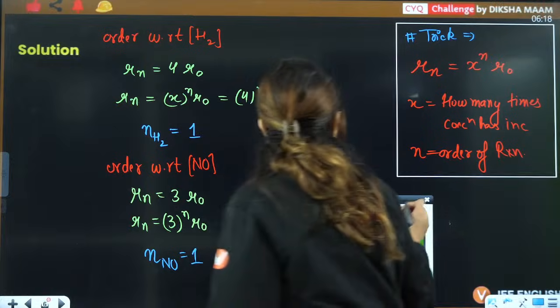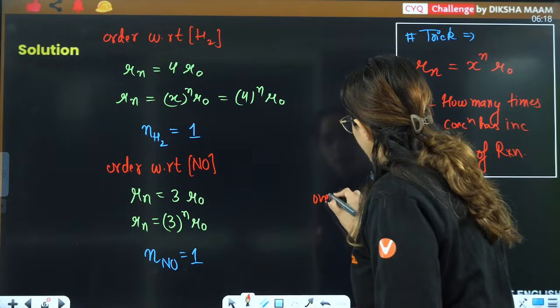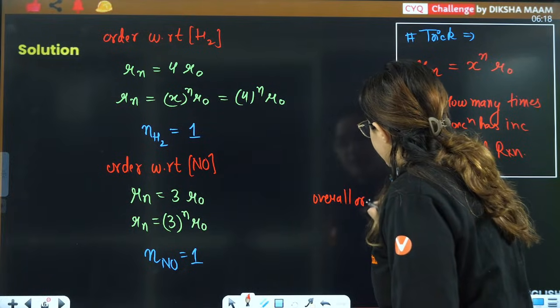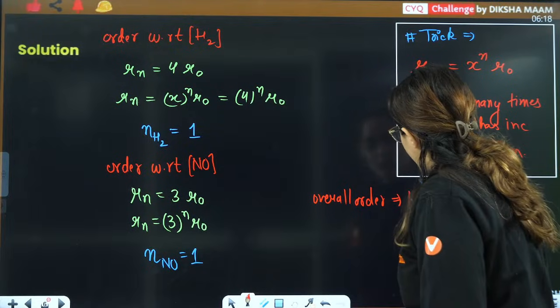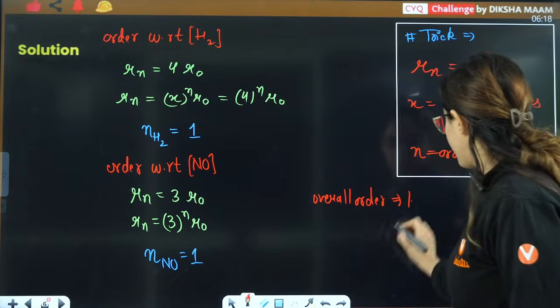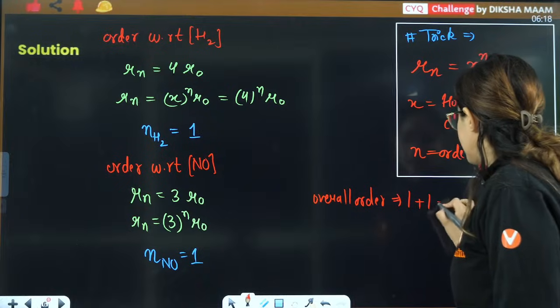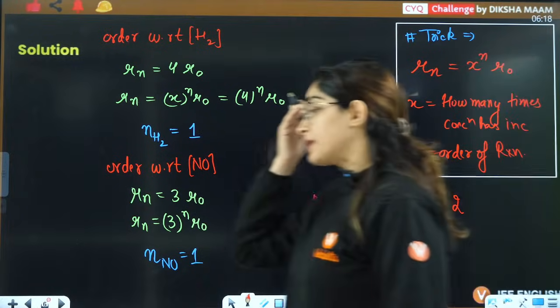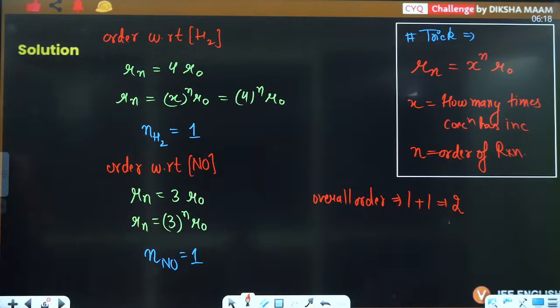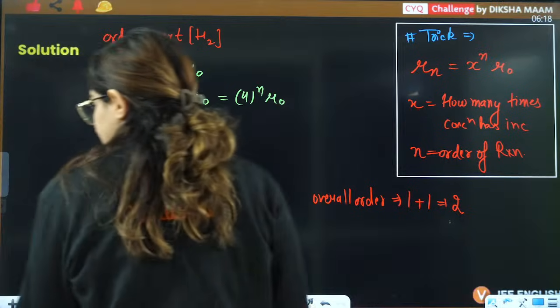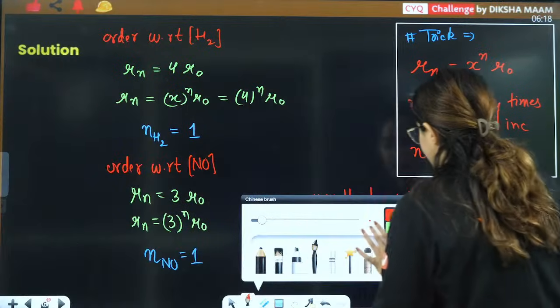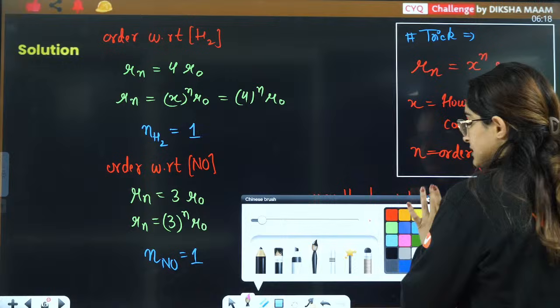So overall order of this reaction is going to be 1 plus 1, that is 2. Okay, that's how you're going to calculate this, right? Yes, order is 2. Very good, right? Okay, tell me, is that clear?